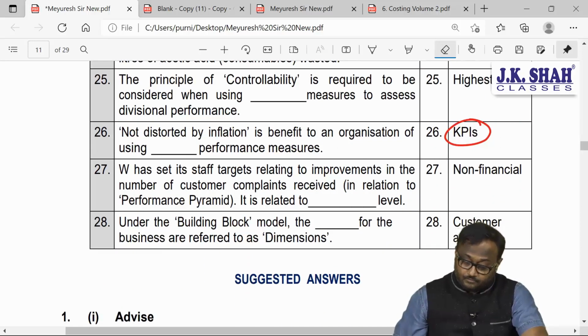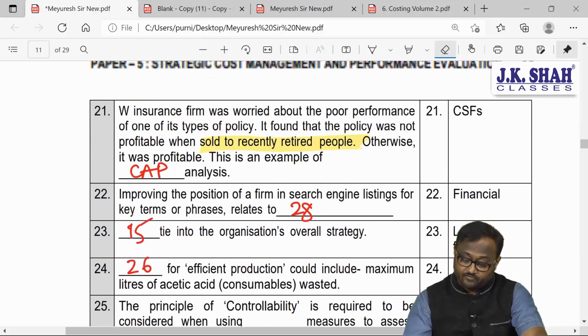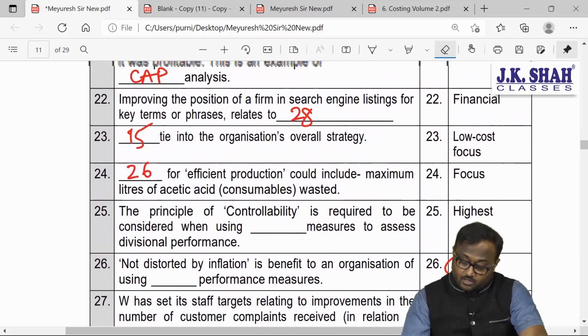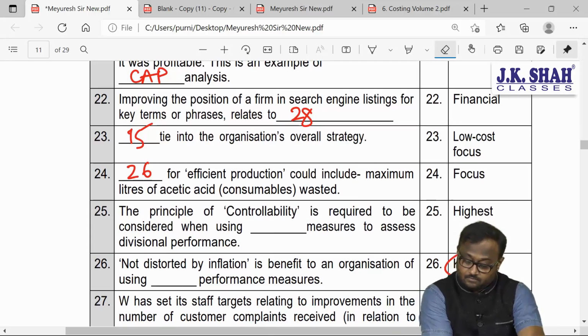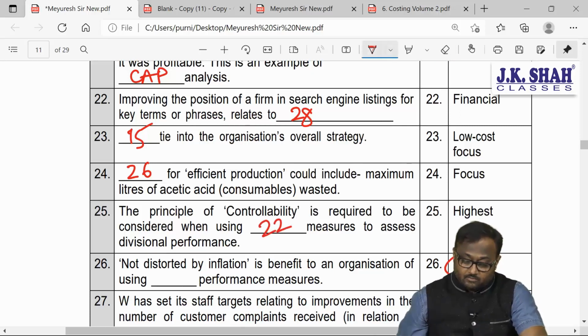25. The principle of controllability is required to be considered when using dash measures to assess divisional performance. So they have to be financial measures, because the more stringent you are in terms of financial measures, the better will be the divisional performance evaluation. Correct?